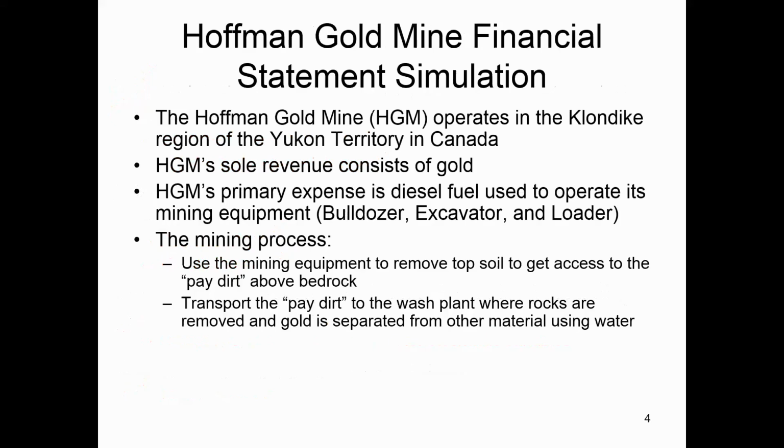So, for example, let's do a simulation of the Hoffman Gold Mine. Now, the Hoffman Gold Mine operates in the Klondike region in Canada. Their sole revenue is gold they dig up that they sell at market prices at the end of the season. And their primary expense is diesel fuel for operating their equipment, which are a bulldozer, excavator, and loader.